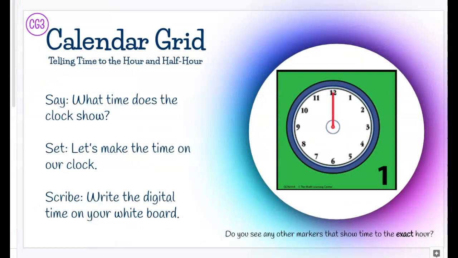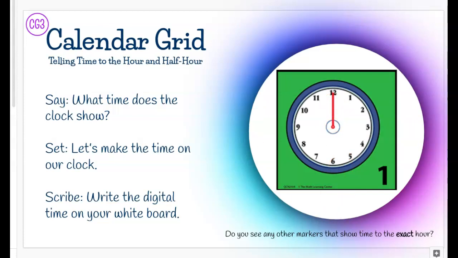Say the time with me on this marker. We're thinking about what time does the clock show. This calendar marker is showing 12 o'clock. We can't see both hands on this calendar marker because they're on top of each other. Both hands pointing to the 12 means 12 o'clock.